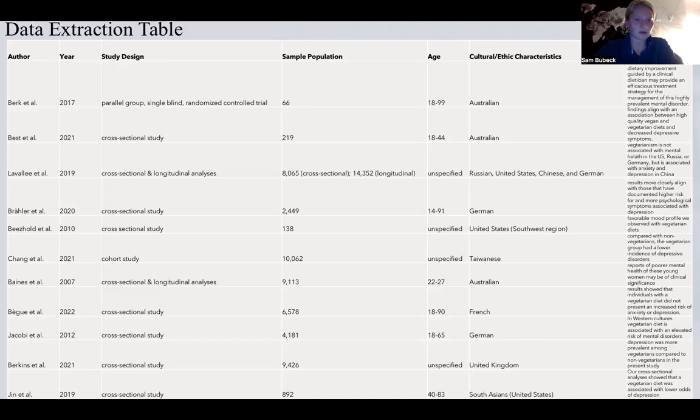And lastly, in 2019, the cross-sectional study of 892 people aged 40 to 83 was conducted among South Asians within the United States. This cross-sectional analysis showed that vegetarian diet was associated with lower odds of depression. So we have a whole mixed bag of positive correlations, negative correlations. So what's the catch here?